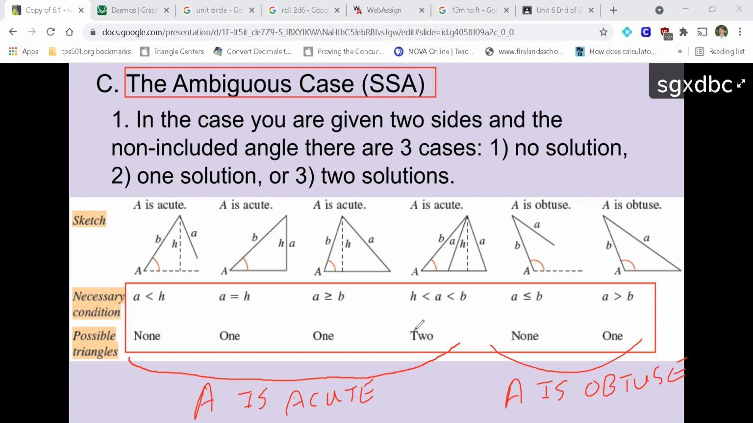And I'll be honest, the only reason why you really need this in your notes is for one homework question that will not be on the quiz or test. But how this works is, depending on the 2 sides and an angle you're given, you could have no triangle. You could have that there's only one possible triangle, or you could have that there's 2 possible triangles.